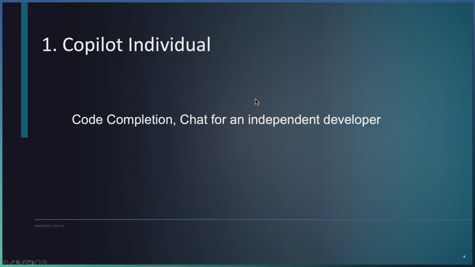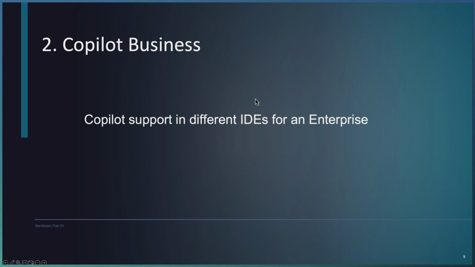Then came Copilot Business. Copilot Business supports code completion and chat just like Copilot Individual. Along with that, it's catered to enterprise needs: managing the licenses in a centralized location, proxy support, and different policies to eliminate public matching code. All such enterprise requirements are addressed by Copilot Business.